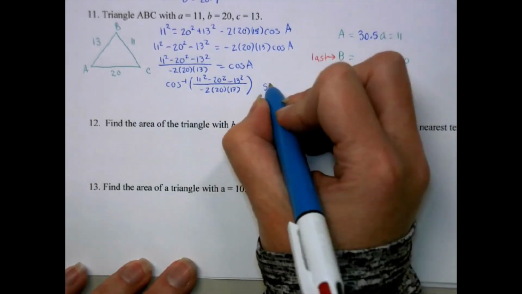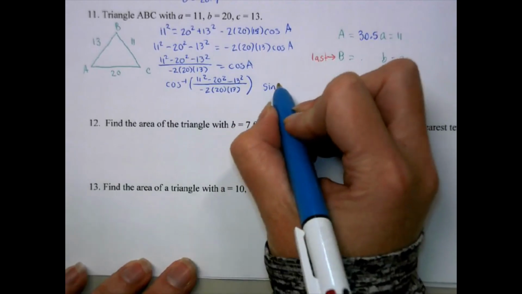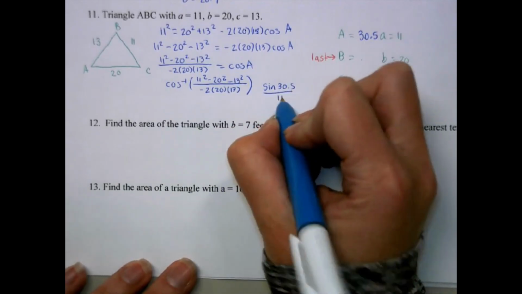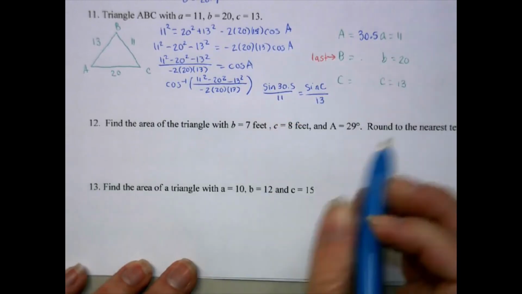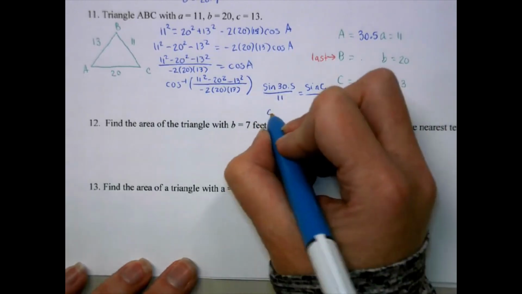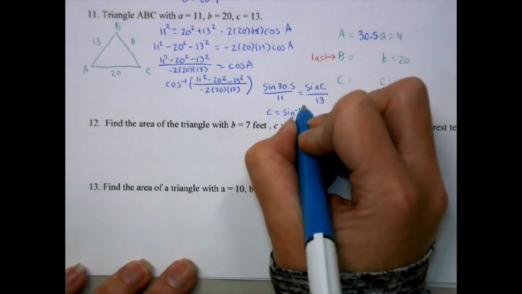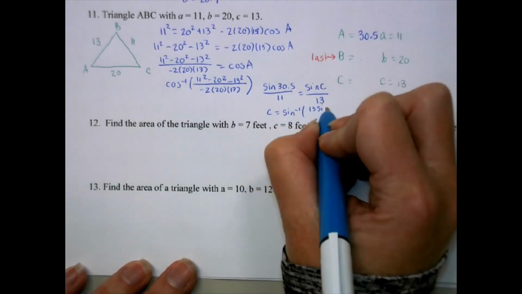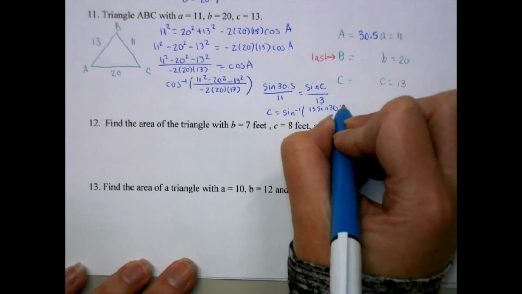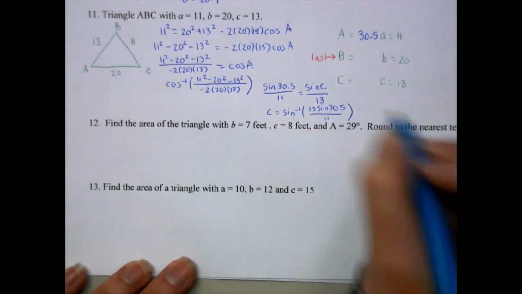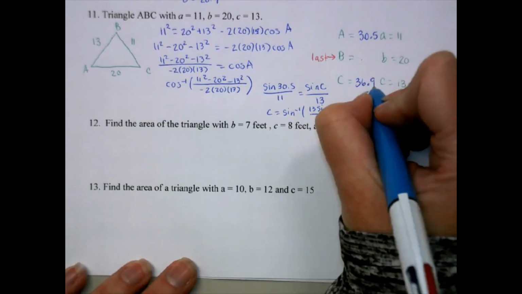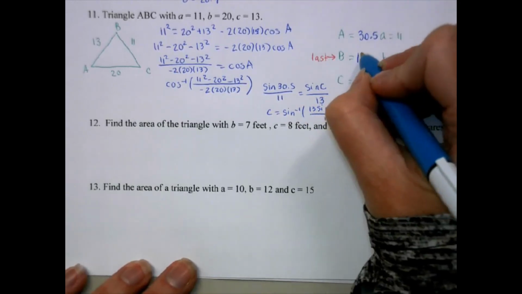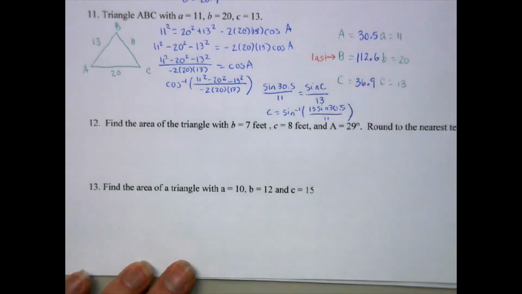Do sine 30.5 over 11 equals sine of C over 13. When I cross multiply and solve, C is going to be the sine inverse of 13 sine 30.5 over 11, which gives us an angle of 36.9. So again, B does end up being an obtuse angle, so it's a good thing we left it for last.